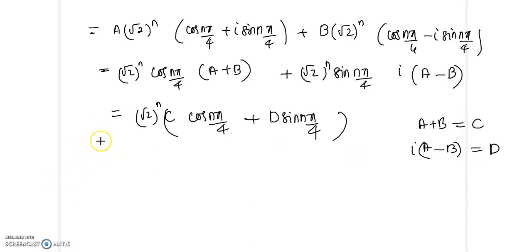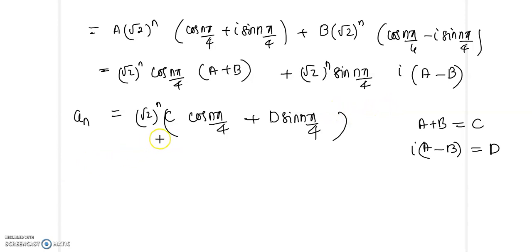And now we have the value of a_n as (root 2)^n (c cos n pi by 4 + d sin n pi by 4). So let us find out the value of c and d. So a plus b can be put equal to c and (a - b) into i is equal to d. So c and d are arbitrary constants, so we can remove the imaginary term from inside.